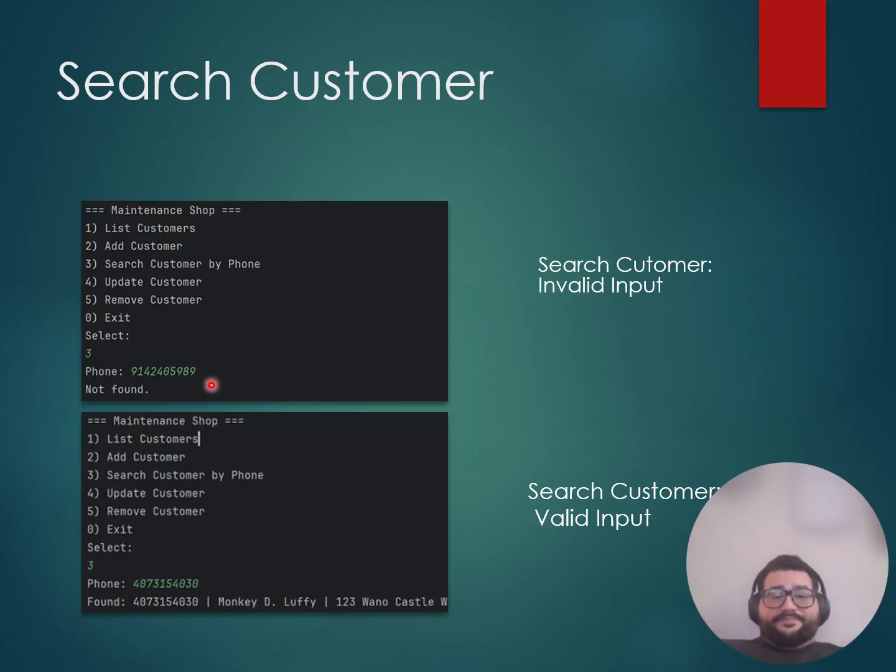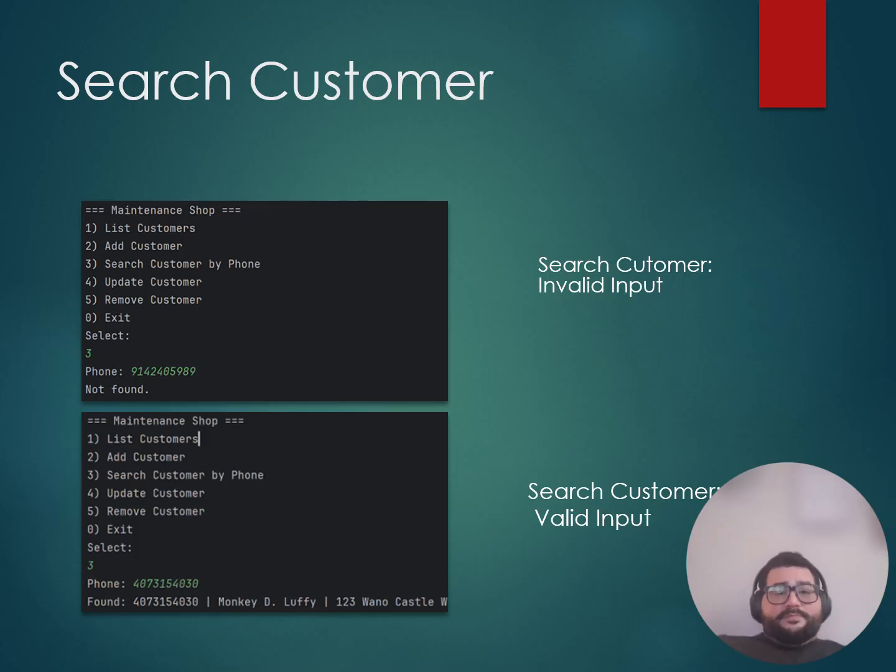So right here, we put in an invalid input, a phone number that we know is not inside of the database. We added that, and it worked perfectly. It says not found. Then we searched for a phone number that we know is in the database, and the valid input came out. It'll show found, and it'll show us all that information for that customer.